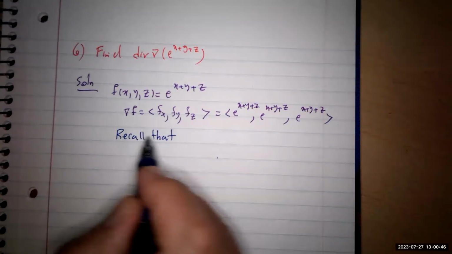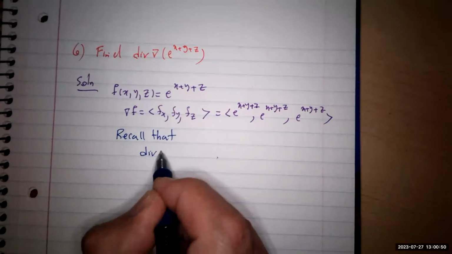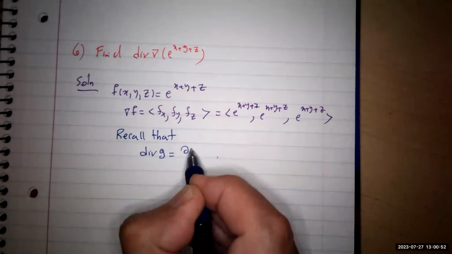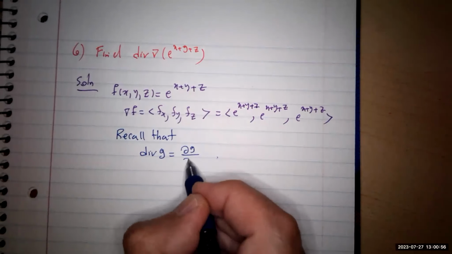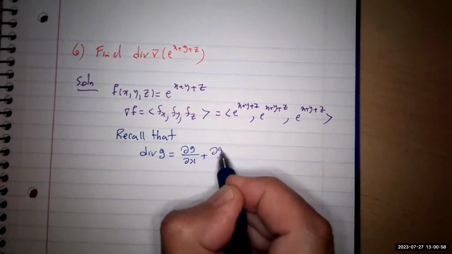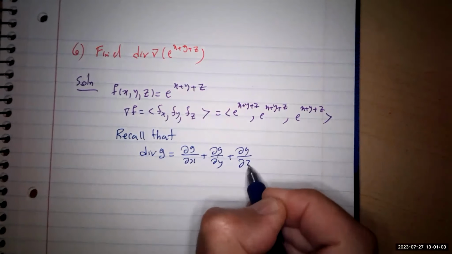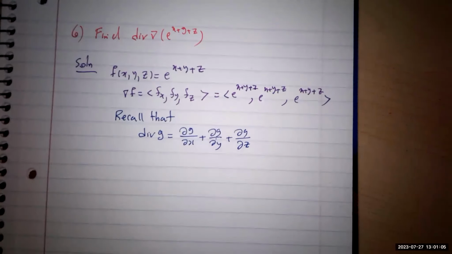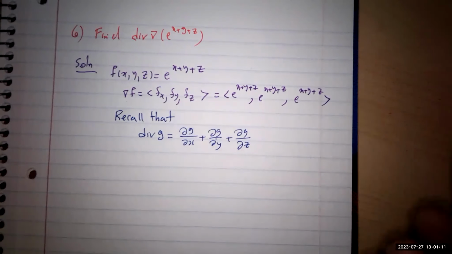Recall that if you want to find the divergence of a function g, it is simply ∂g/∂x plus ∂g/∂y plus ∂g/∂z. That's it. It is a scalar valued function. So your function is this one, and this would give you what?